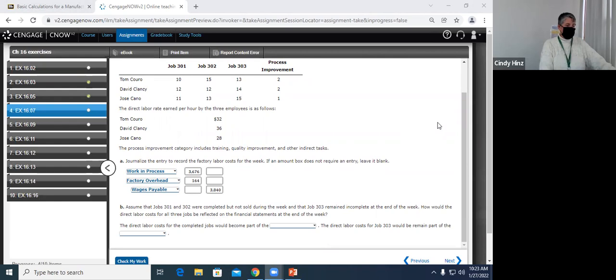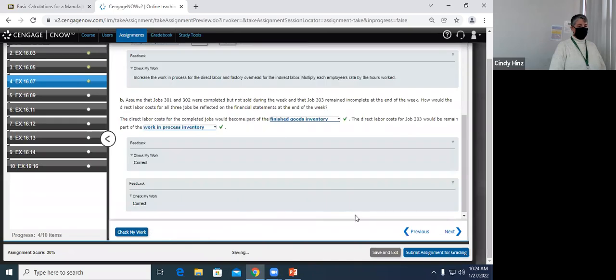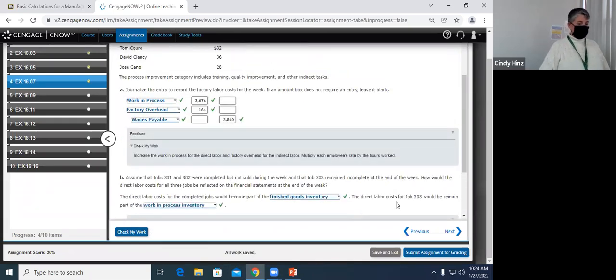Assume that jobs 301 and 302 were completed but not sold during the week, and that job 303 remained incomplete at the end of the week. How would the direct labor cost for all 3 jobs be reflected on the financial statements at the end of the week? So the jobs that were completed and not sold would be in finished goods because they haven't been sold yet. If they've been sold, they would be moved to cost of goods sold on the income statement. Because they've been completed, they're not in work in process anymore. Because they haven't been sold, they're still in finished goods. But job 303, which is still in process, would remain part of work in process. And so that is how it would be reported at the end of the period, at the end of the week.